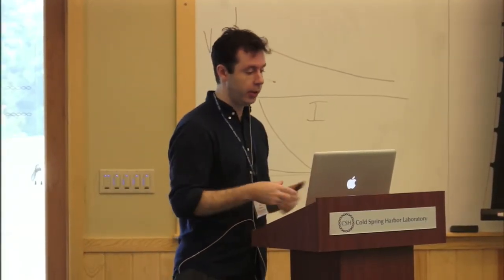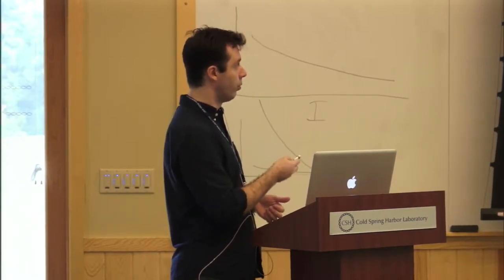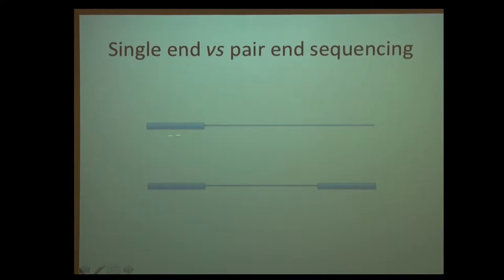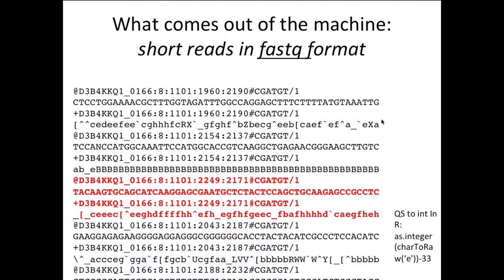So this is single end versus paired end sequencing. In single read sequencing, basically the technology chooses one extremity of the DNA fragment to sequence randomly, either one or the other. In paired end, you get information from both extremities. And this is what comes out of the machine, more or less. These are short reads in FASTQ format.